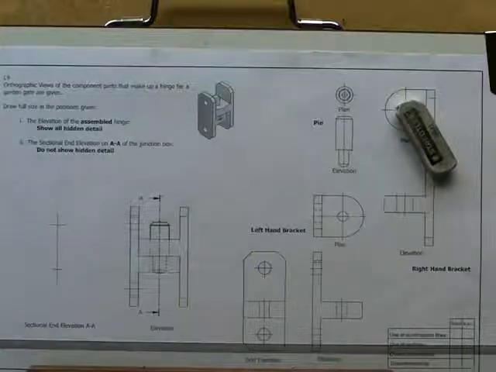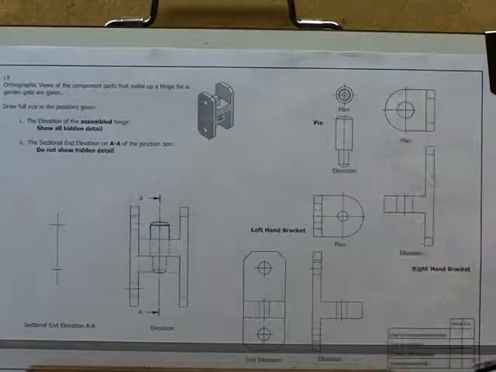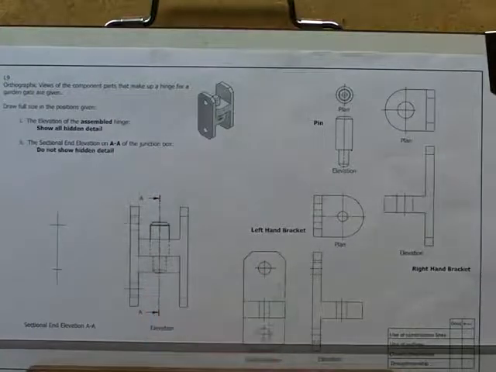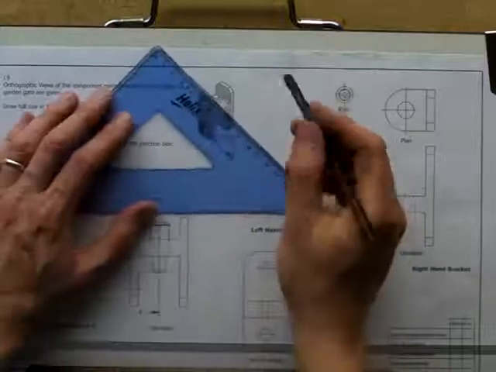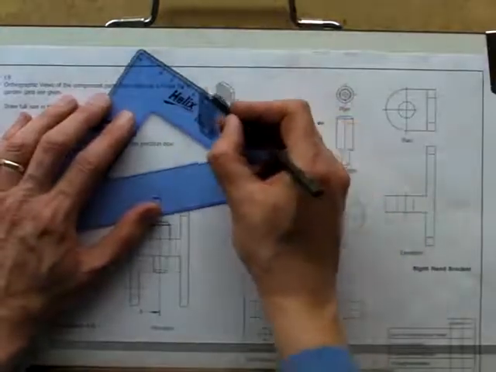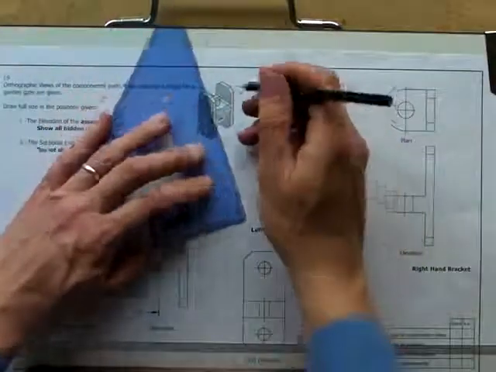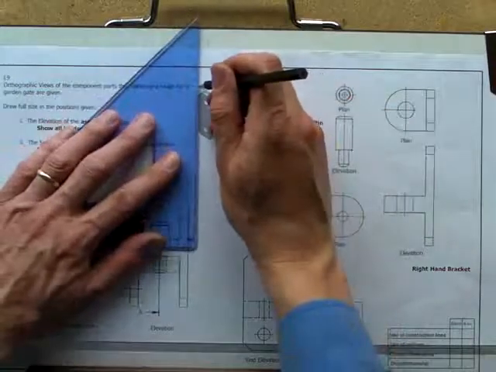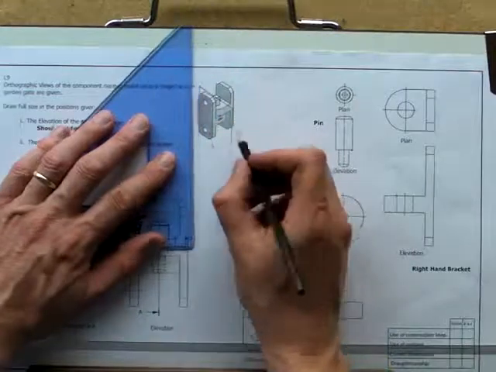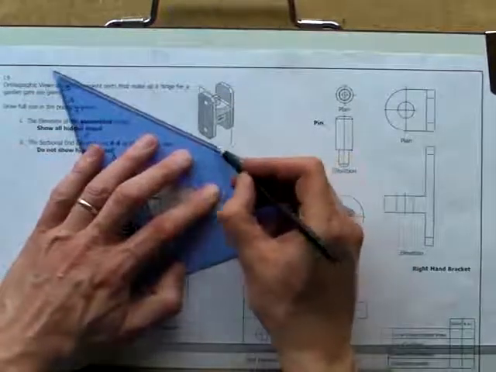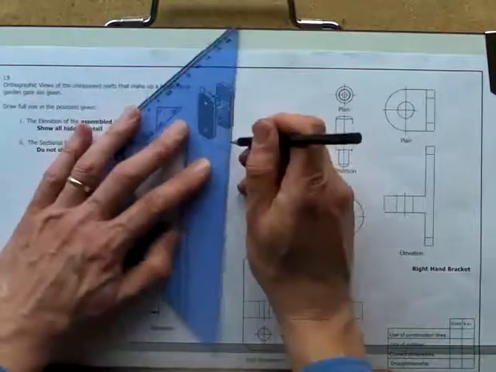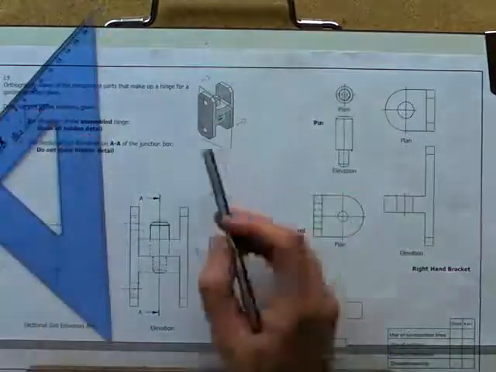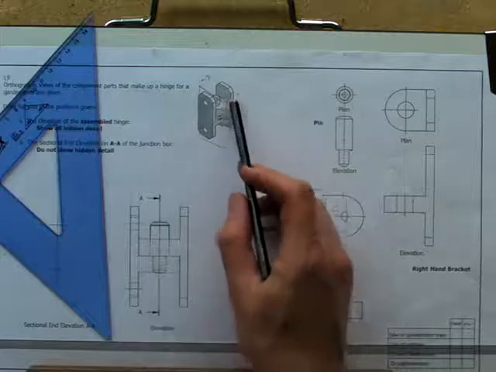Moving on now to the sectional end elevation. And you can see here that we're cutting through at this point here. You can imagine cutting down this way. Imagine a kind of cutting plane there that's cutting this way. Okay, so all of this side here is away, and all we're left with is this.